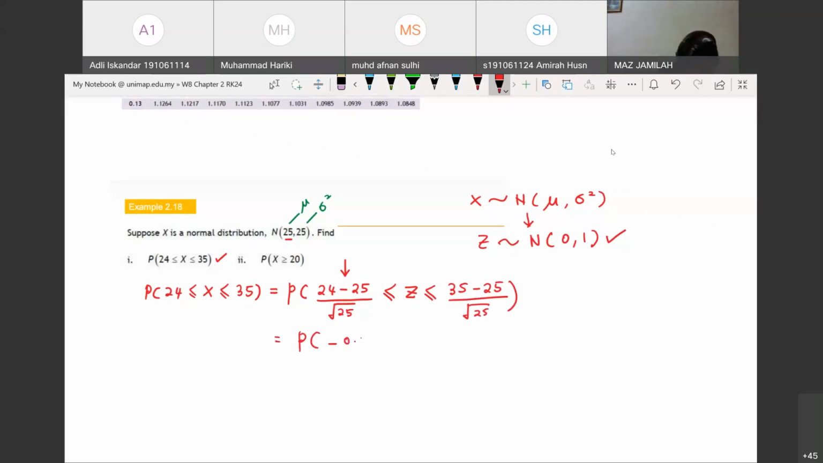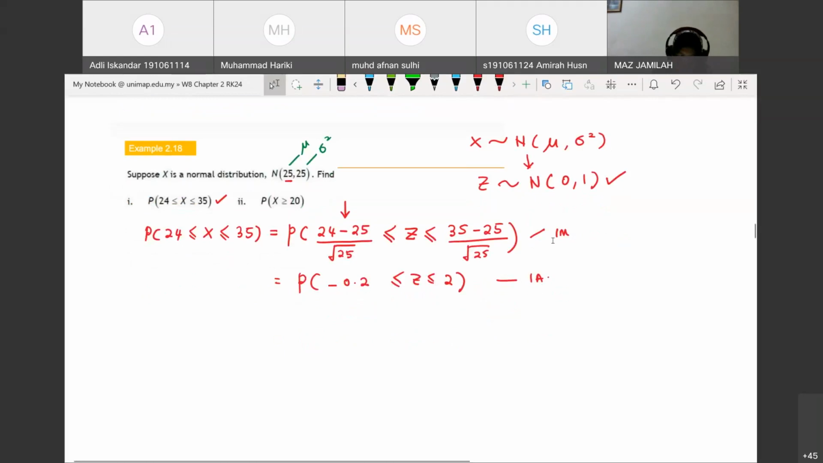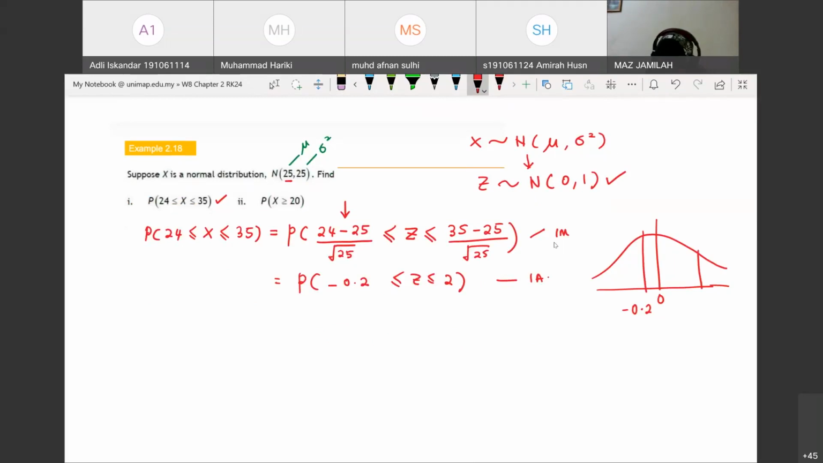Okay, so solve for this, and you will get negative 0.2, and then you will have 2. Usually, not during the MCQ, this will be given 1 mark for method and 1 mark for answer. But we haven't finished answering this question. Since we are talking about the area between the two values, 0 is at the middle, negative 0.2 somewhere here until 2 somewhere here.